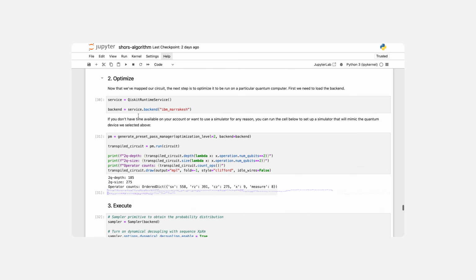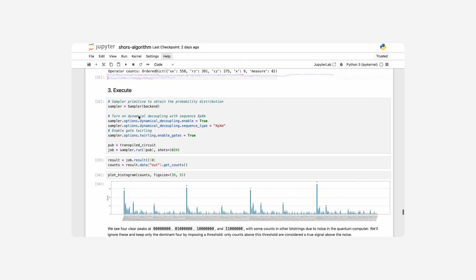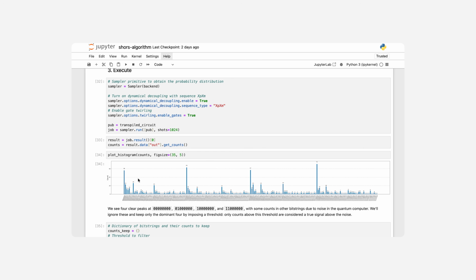And after we optimize and then execute this on our quantum computer, here's our histogram. We see 4 clear peaks here, here, here, and here, with some counts in other bit strings due to noise on the quantum computer. Now remember, only the order finding part of the factoring procedure is completed on the quantum computer itself, so we still have some classical computing work to do to extract the factors from what the quantum computer returned.